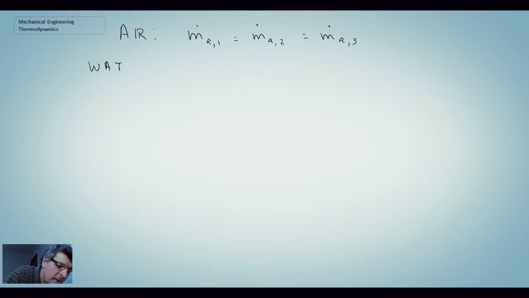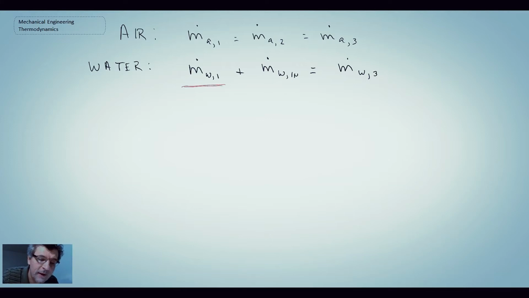For water, what we have is mass flow rate of water at 1 plus mass flow rate of water being injected between 2 and 3 is going to equal the mass flow rate of water at state 3 coming out of our system. And we can replace the mass flow rate of water. Remember, this is the moisture being carried by the air. So we can replace it in that term there using the mass flow rate of air multiplied by our specific humidity. And then again, we can do the same thing for the mass flow rate leaving the system. So recasting it in terms of mass flow rate of air, that would become our water balance equation.